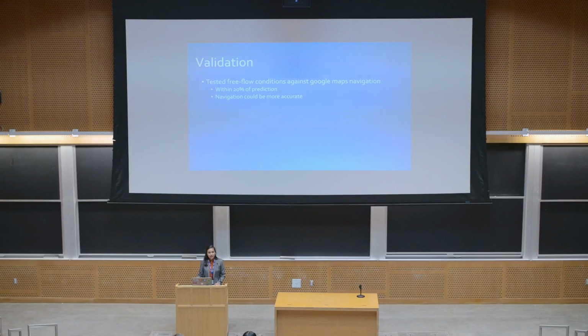So we were able to validate our model in free flow conditions, that is with no congestion, by looking at a set of points as an origin and destination and calculating the time we think it would take for a car to get from one to the other, and then comparing that to the prediction from Google Maps navigation. And we found that in free flow conditions, we were within 20% of the Google Maps prediction.